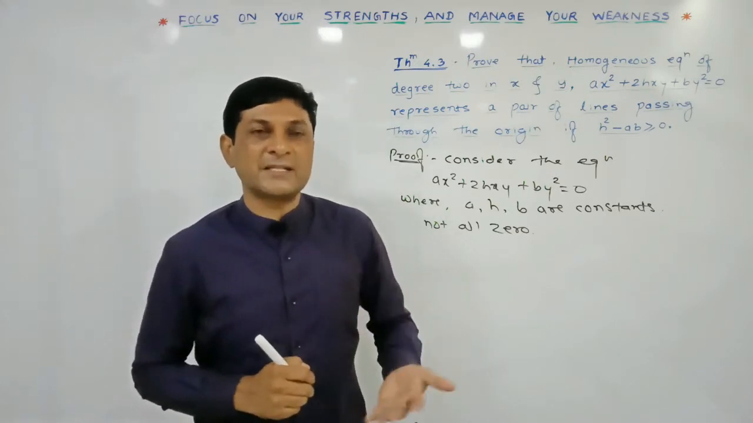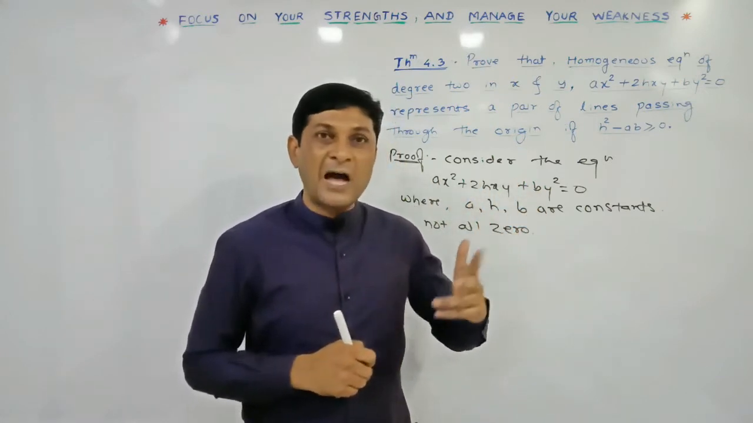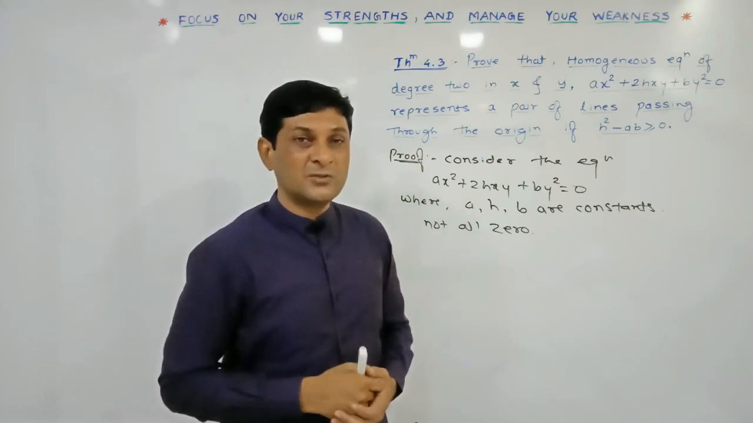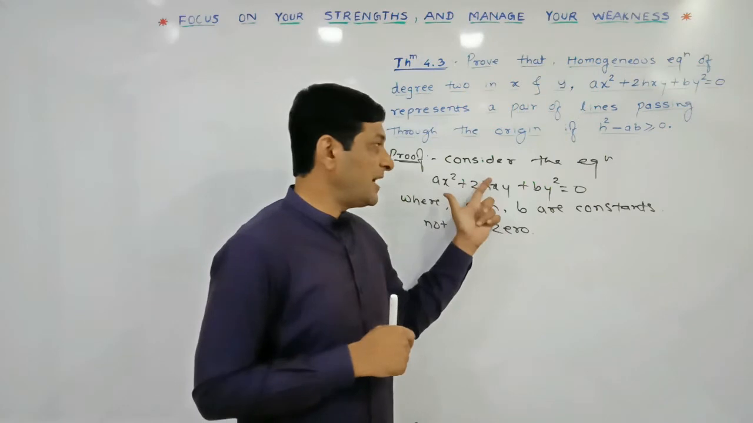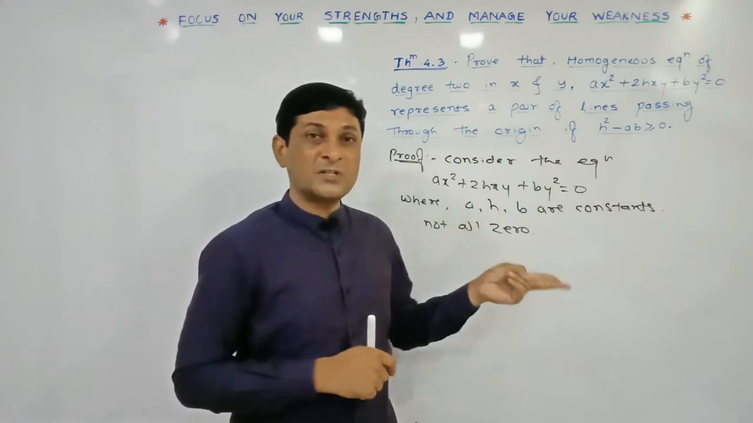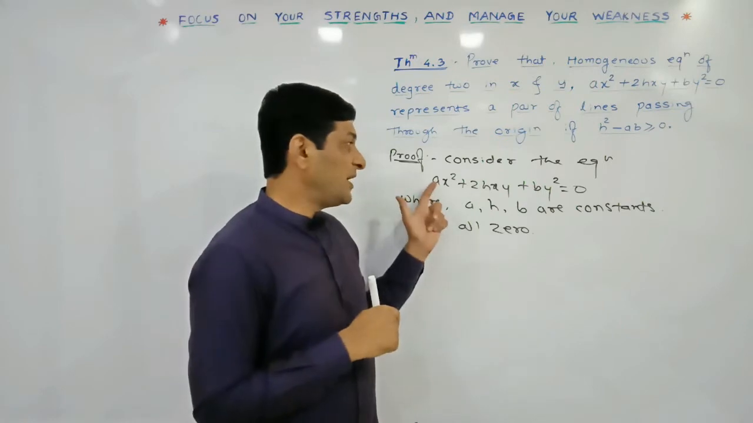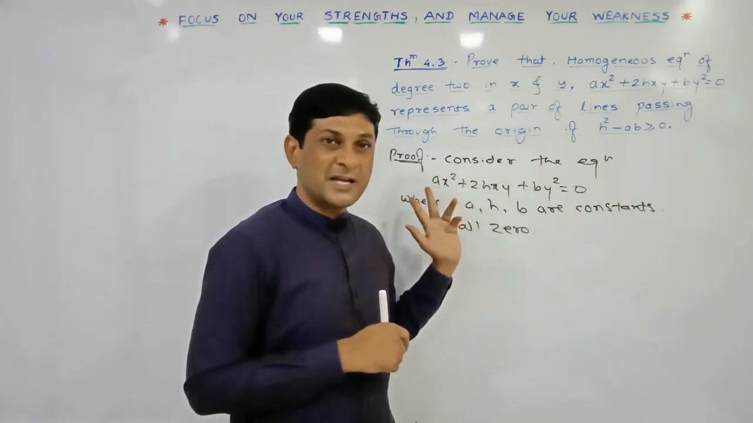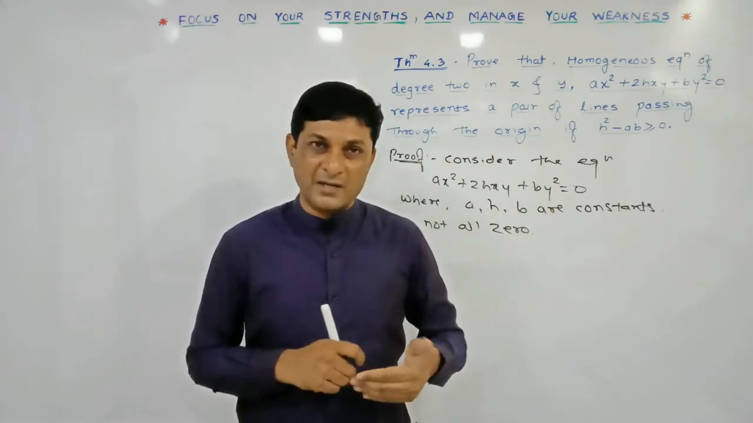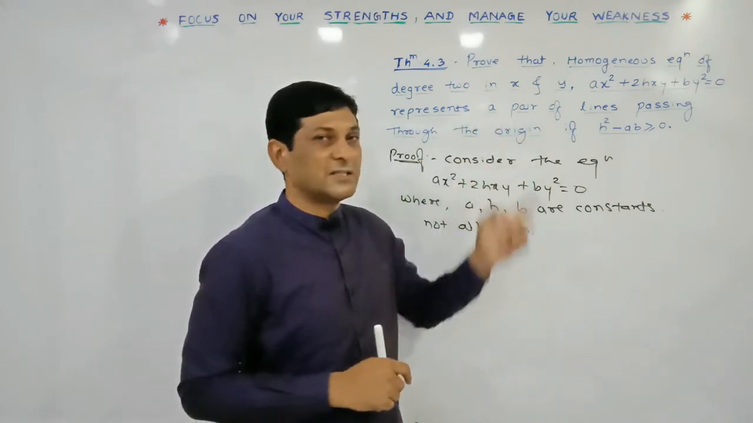Now different cases are there. The first case is that a, h and b are all non-zero, so none of them is zero. The second case is that some constant is zero: it could be a, h or b, or two of them could be zero. If two constants are zero, the third is non-zero, which could be a, h or b. So we get different cases, and in every case we have to show that this equation represents a pair of lines passing through the origin.